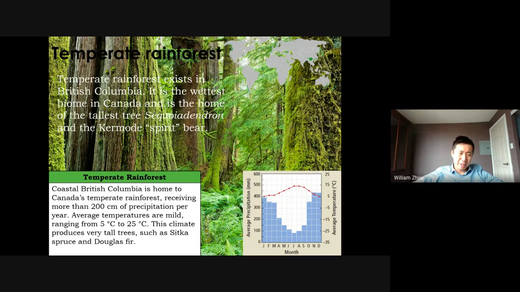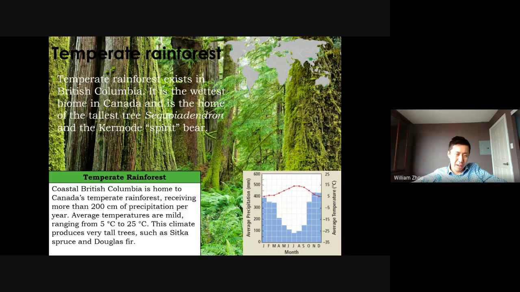And in BC, you have one of the largest trees in the world, the sequoia dendron. That tree is so big, you need like around 12 people holding each other's hands to be able to hug the tree. Okay, if you have an opportunity, go to BC, check out the sequoia. It's really beautiful. Okay, moving on. So the key thing: lots of water, hundreds of millimeters, and relatively mild temperature.